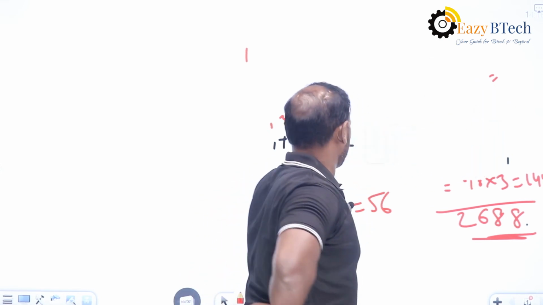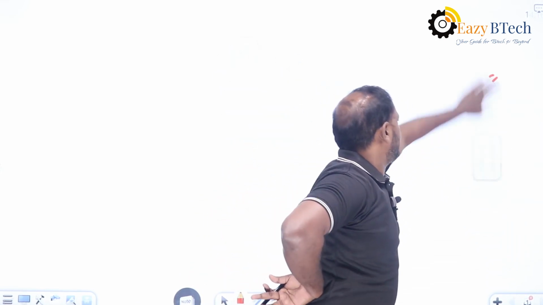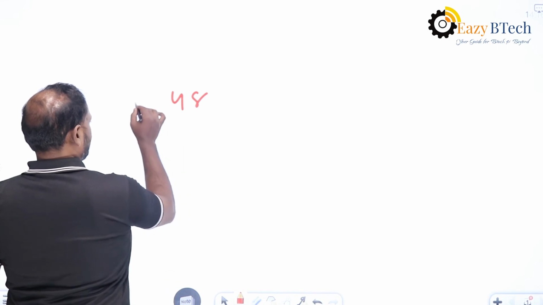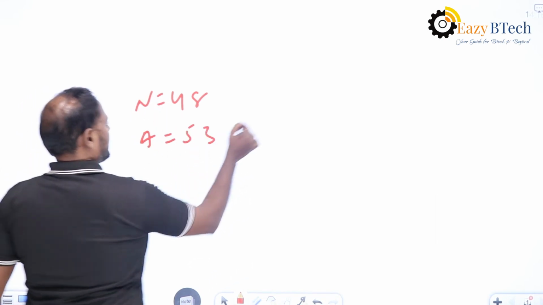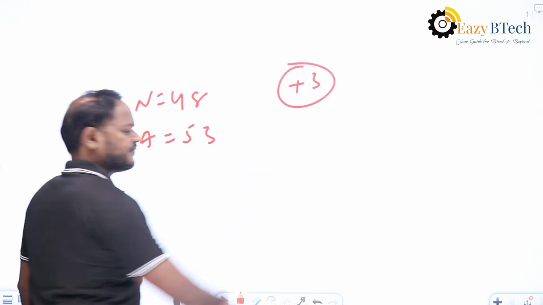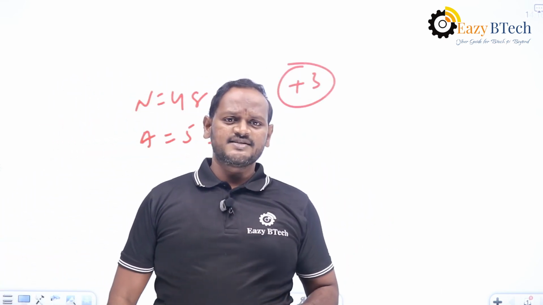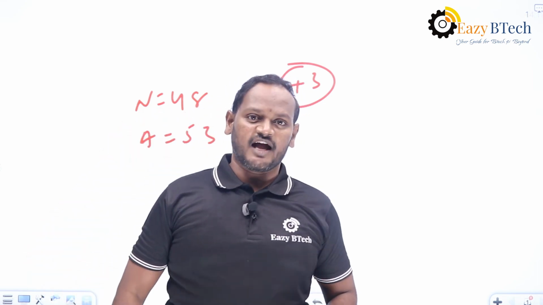The given average is what? 53. Yes or no? But each number is increased by 3. Yes or no? Yes. Total how many terms are there here? 48 terms are there. Their average is given as what? 53. But the given condition is what? Each number is increased by 3. Okay. If each number is increased by 3, logically, the average should be increased by 3. Yes or no? The answer should be in a single step.